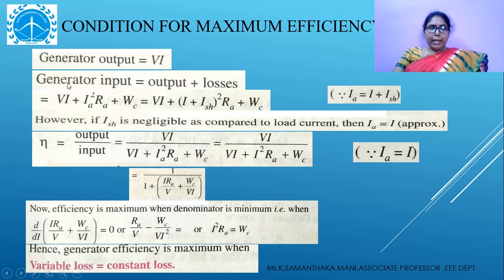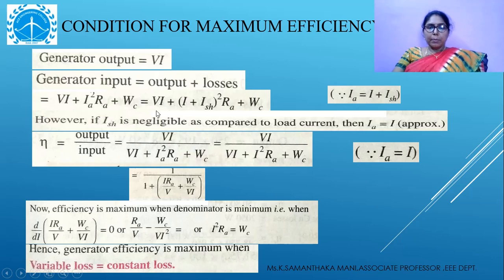Now I would like to write down the equation for efficiency. Efficiency is given by output by input. What is the output known to you? V into Ia is the output. So VI by input, and input is nothing but output plus losses. So input is VI plus losses. These total losses are armature copper losses plus constant losses. So efficiency is VI by VI plus Ia square Ra plus Wc, where Wc stands for your constant losses.